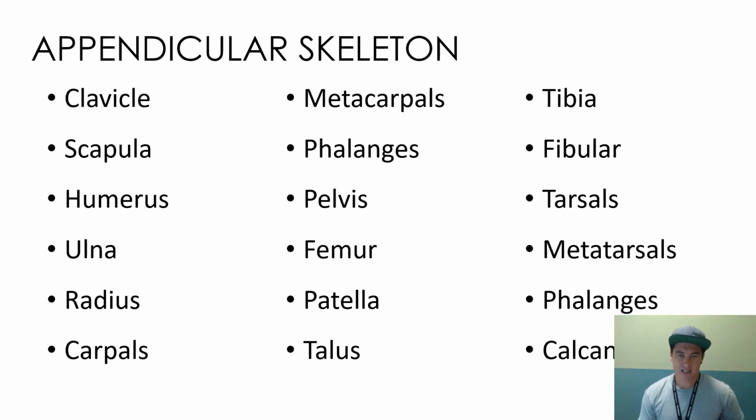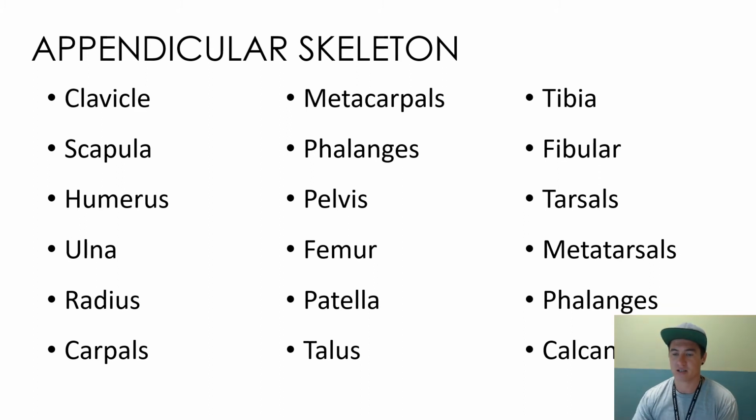The appendicular skeleton is the skeleton of your body's appendages. Appendages is another word for your limbs. So all of the bones of the arms and the girdles that attach your arms to your axial skeleton, and your legs, plus the bones that attach your legs to your axial skeleton, so your pelvis. And then these are all the bones that you'll need to know.